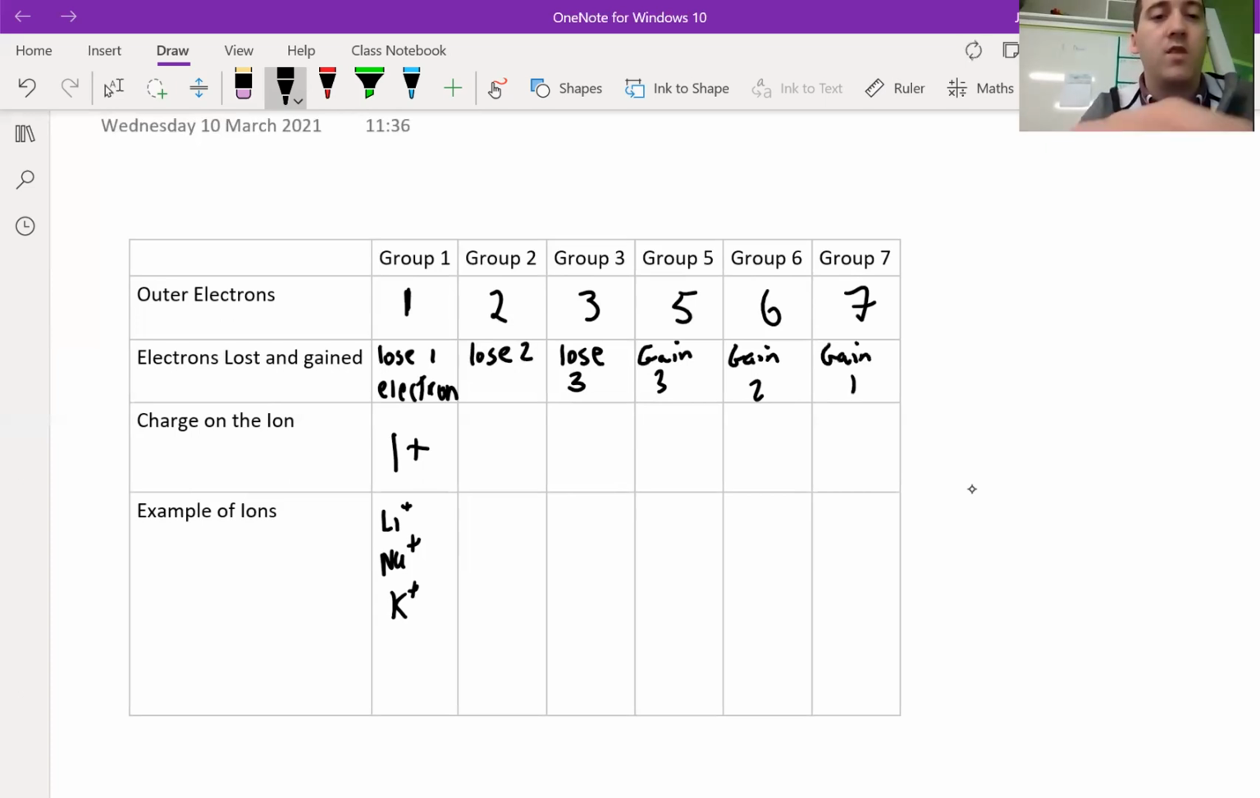Well done. If you got all those right, good job. If not, fix them now. All right, you should have them two rows right. What charge will the ion take?